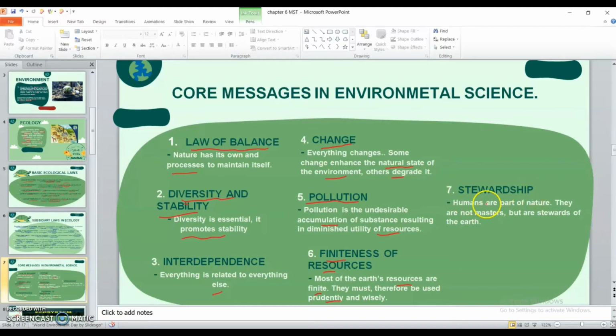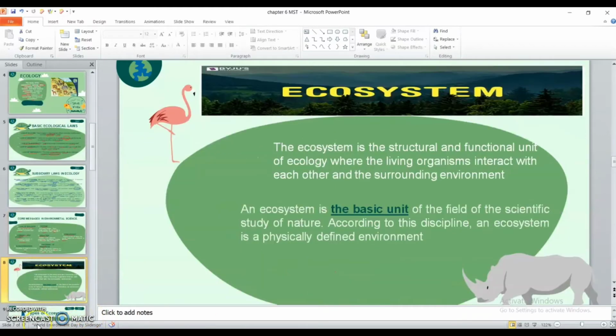And the last is stewardship. Humans are part of nature. We are not the master, but we are the steward on earth. So that is the core messages in environmental science. The next is the ecosystem.